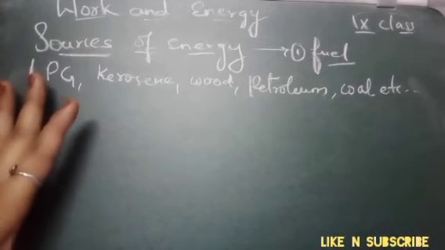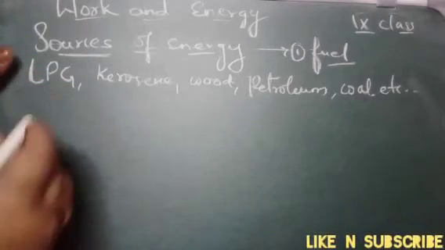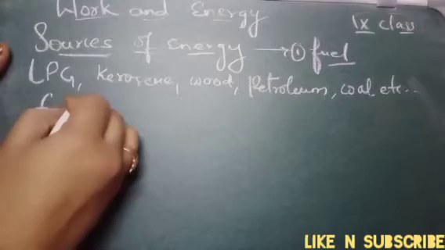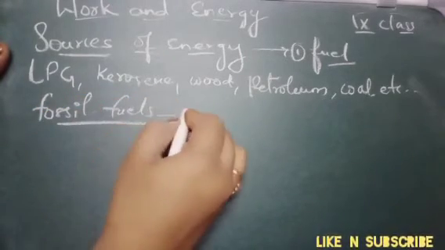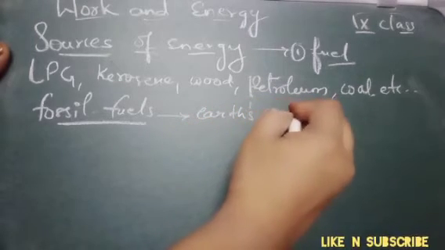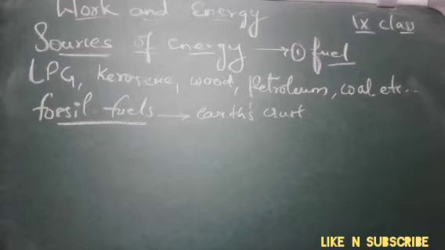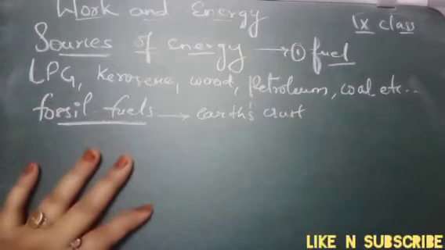Where are they obtained from? They are obtained from the earth's crust. These fuels are known as what? Fossil fuels. They are called fossil fuels as they are obtained from the earth's crust, right? And how these fossil fuels are formed, that also we have learned in our previous class.